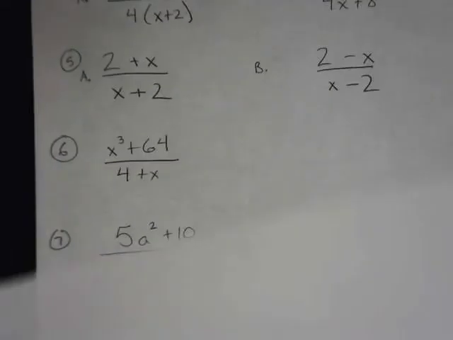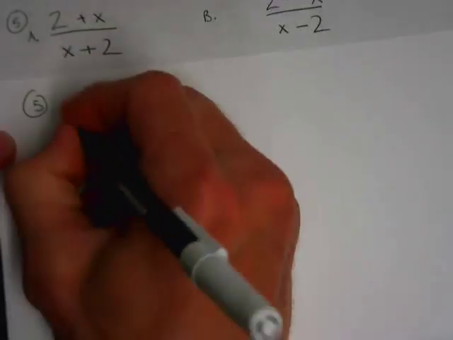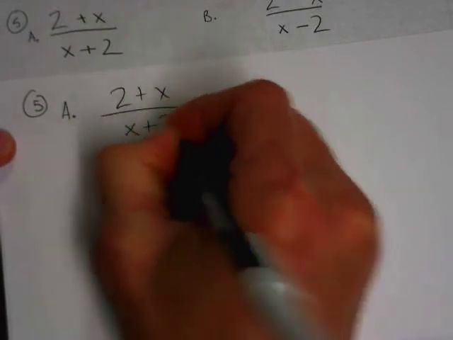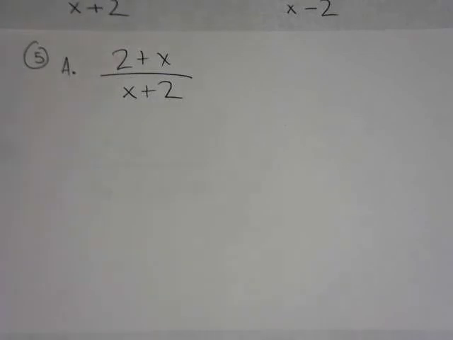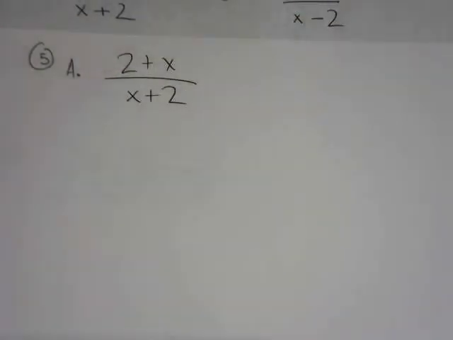So we look at number 5, and this is interesting because we have, again, A and B. Now, hopefully you know, Mr. Katz, those aren't the same. No, definitely not. So if we look at A, 2 plus x and x plus 2. We have 2 plus x in the numerator, x plus 2 in the denominator. And remember, we cannot cancel in addition. We can only cancel in multiplication.